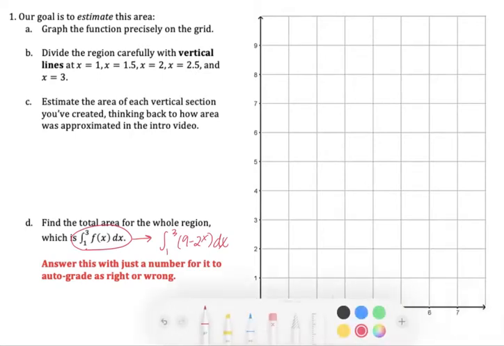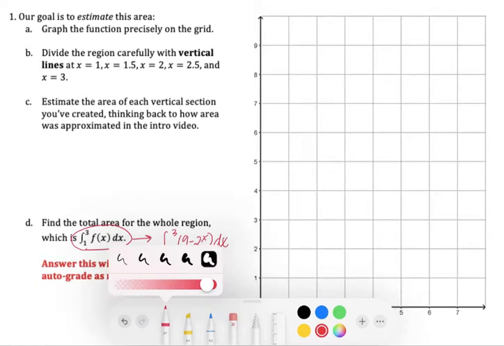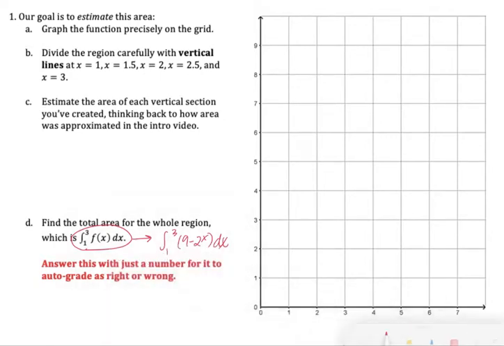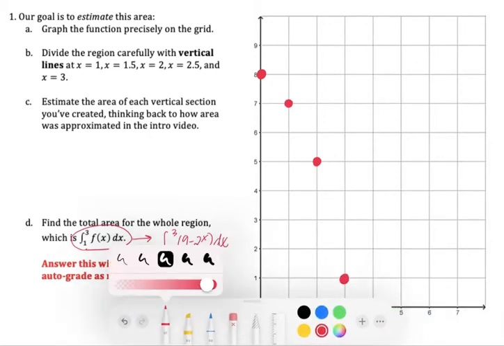So let's start by graphing that function. I'm going to start by plotting some points. 9 minus 2 to the x, when I plug in 0, that's 9 minus 1, which is 8. When I plug in 1, that's 9 minus 2, which is 7. When I plug in 2, that's 9 minus 2 squared, which is 5. When I plug in 3, that's 9 minus 2 cubed, which is 1. And my graph is going to go off at this point, so I'm going to connect those in a nice smooth curve.